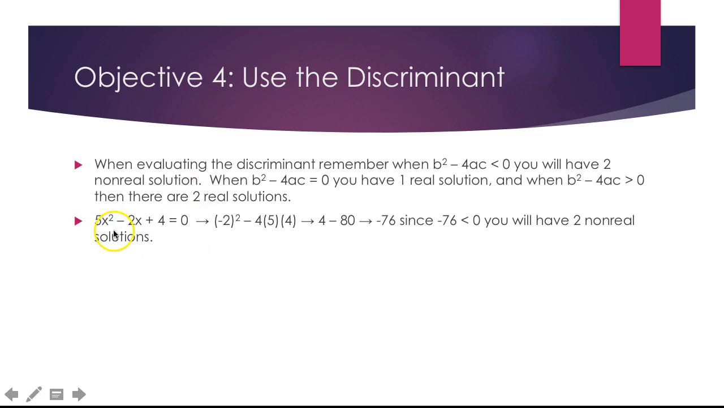So if I look at 5x squared minus 2x plus 4, I'm going to take negative 2, that quantity squared, minus 4 times 5 times 4. That gives me 4 minus 80, which is a negative 76. And since negative 76 is less than 0, you will have two non-real solutions.